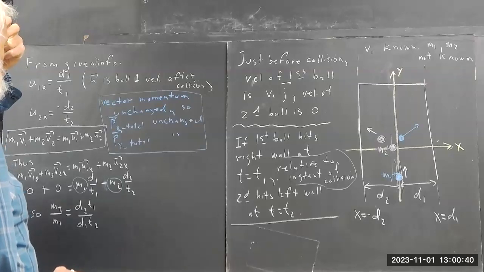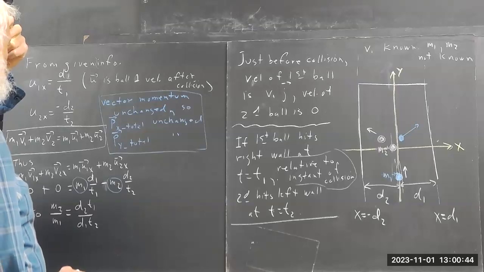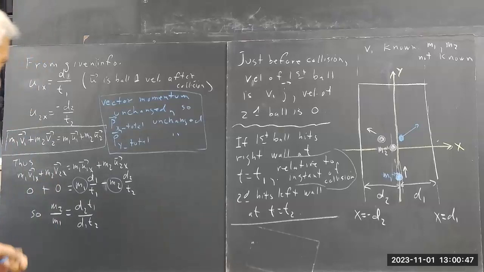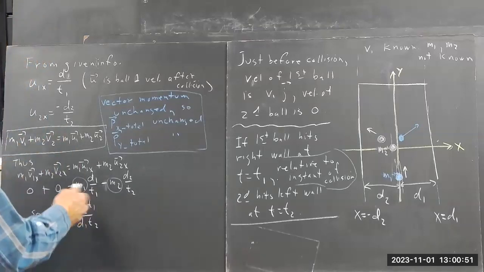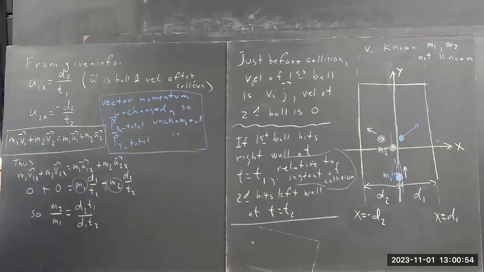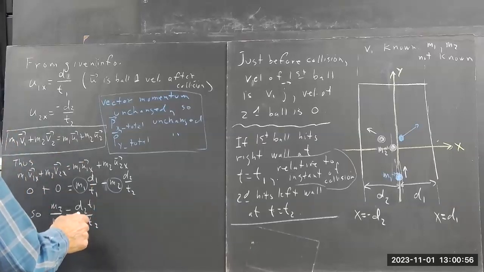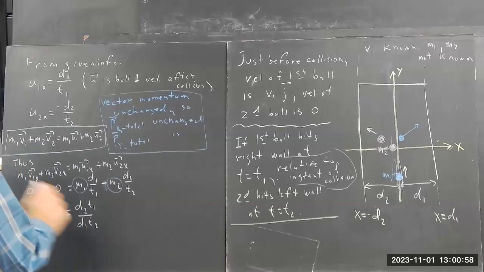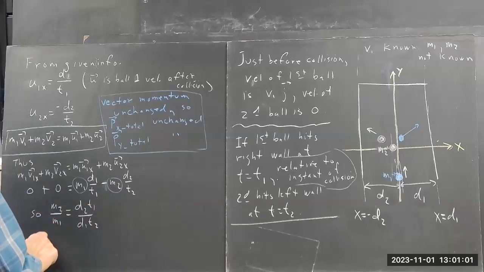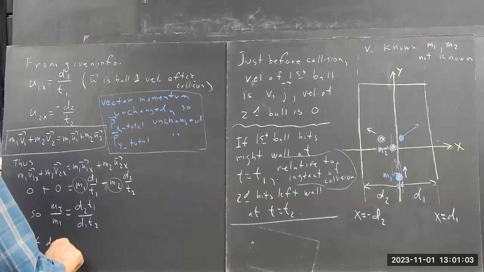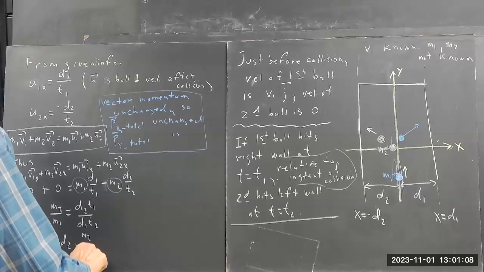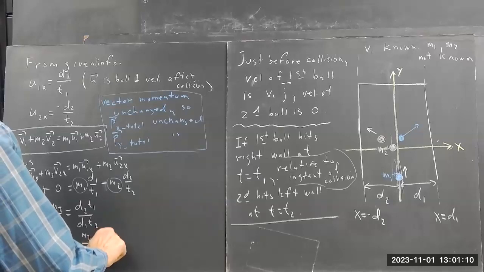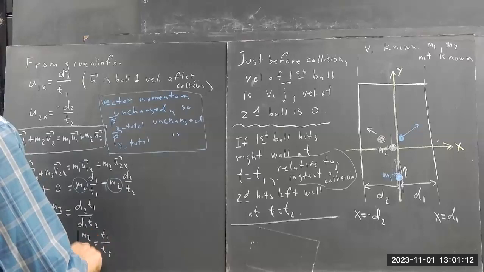And actually, yeah, pretty sure that's right. Okay. It's easy to get the cross products and stuff mixed up. If D1 equals D2, then M2 over M1 is T1 over T2.